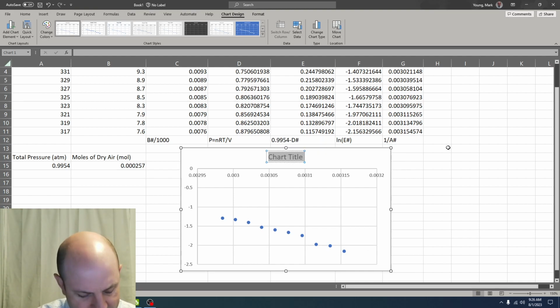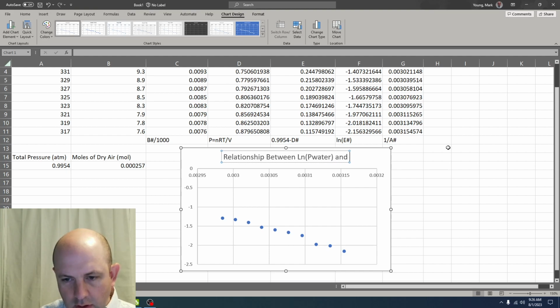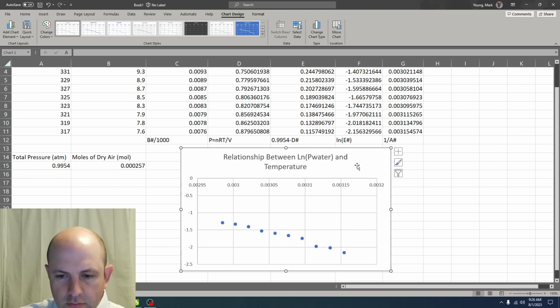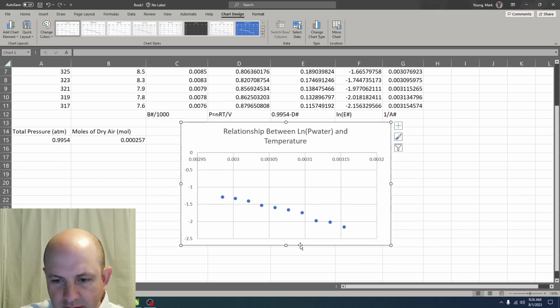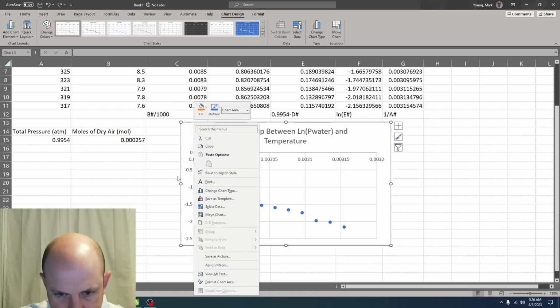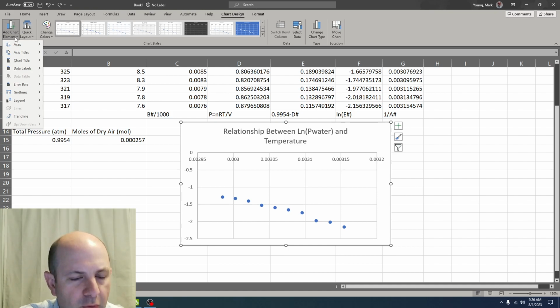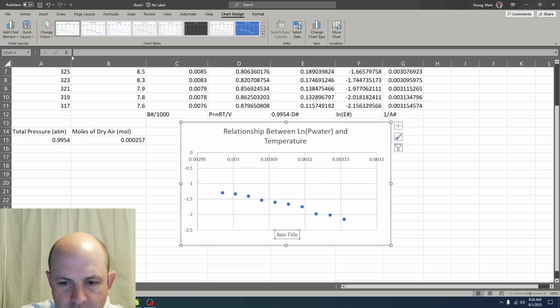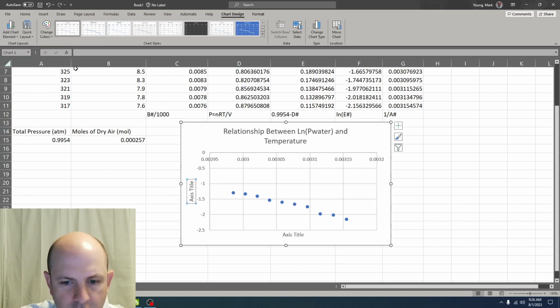We want to say that this is the relationship between the natural log of the pressure of water and temperature. We want to say, okay, we definitely need axis labels here, so we'll go to Add Chart Element. You could also right-click over here and use some templates, but we need axis titles for the horizontal. We need an axis title for the vertical.